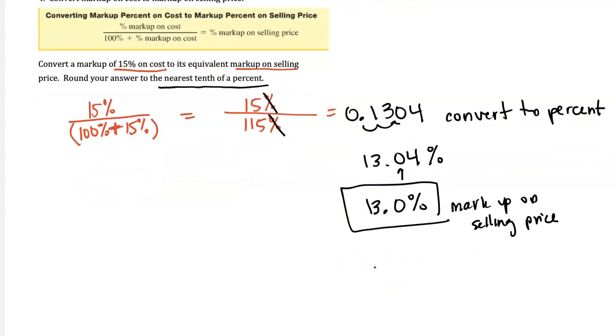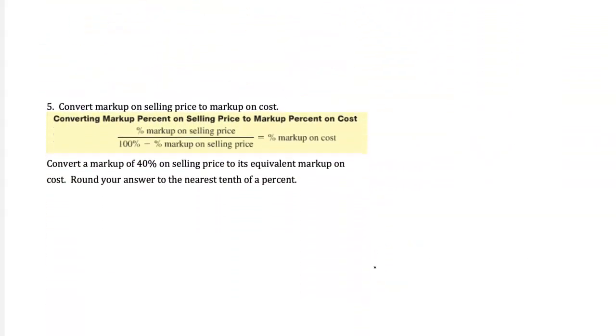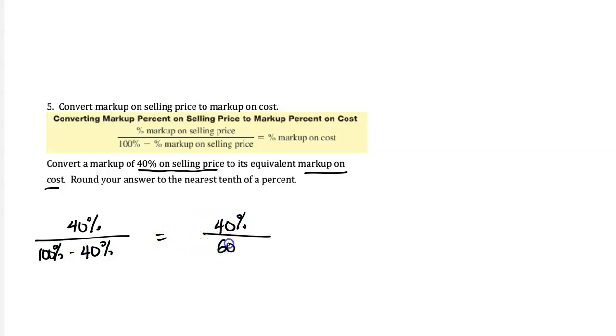Let's try that one more time. This time we have a markup on selling price, and we're going to make it equivalent to a markup on cost. So if we have a markup on selling price, we're going to put that in the numerator. And in the denominator, we're going to have 100% minus the same percent on selling price. So simplifying our denominator, we get 60%, and we can reduce, and I get 0.666 with a bunch of sixes.